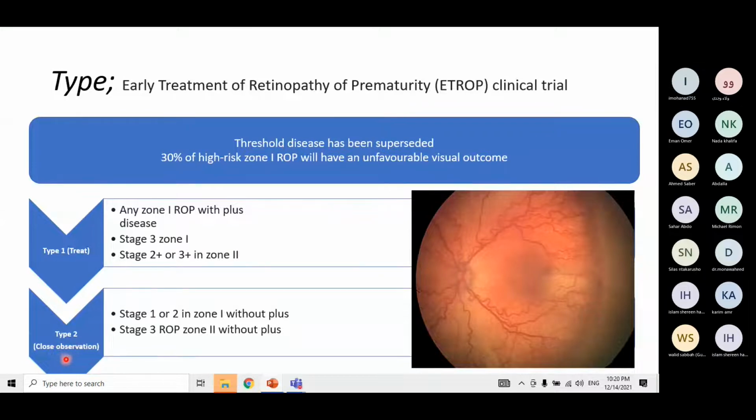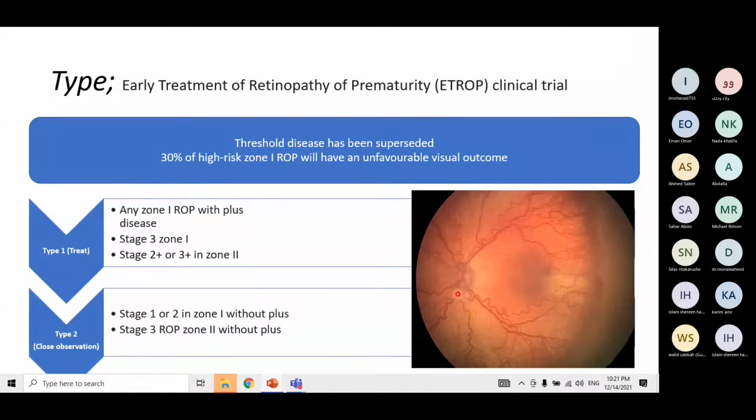It requires just close observation. You'll find that it is very similar to type 1, but it's still a bit less severe. So let's say there is stage 1 or 2 without plus disease in zone 1. This requires close observation, because if it either goes to stage 3 or develops plus, you'll need to treat this infant. And we may need to see those patients every 3 or 4 days to see if they will progress to type 1 or not.